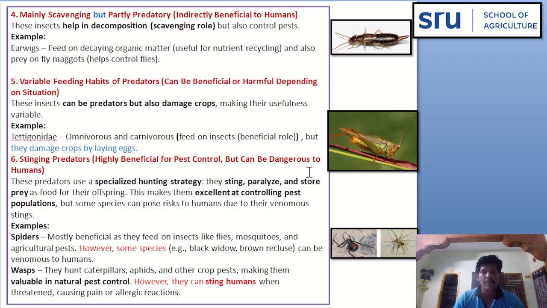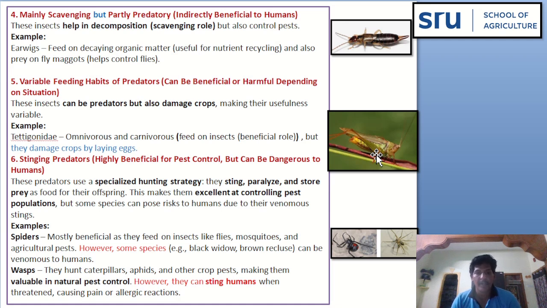Next, variable feeding habit of the predator. This predator, for example, Chaetagonidae family organisms, they are omnivorous and carnivorous. They feed on insects, that is their beneficial role, but they damage crops by laying eggs also. Their variable feeding habits can benefit or harm humans, depending on the situation.